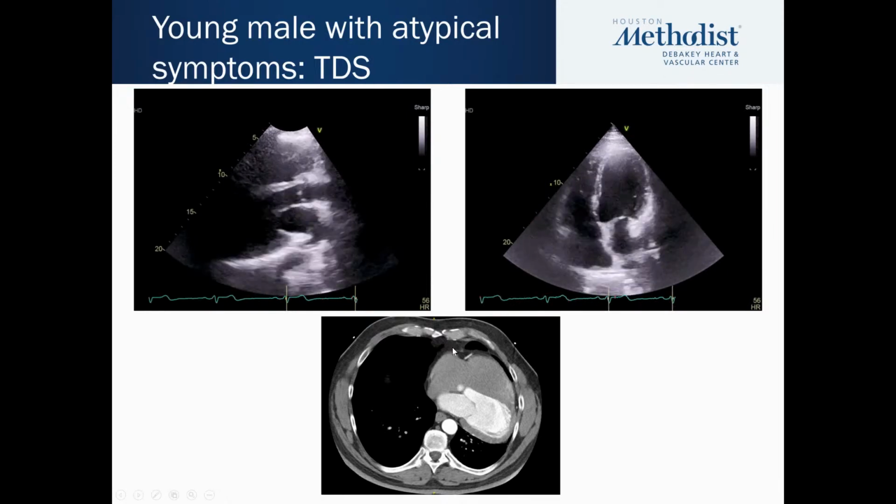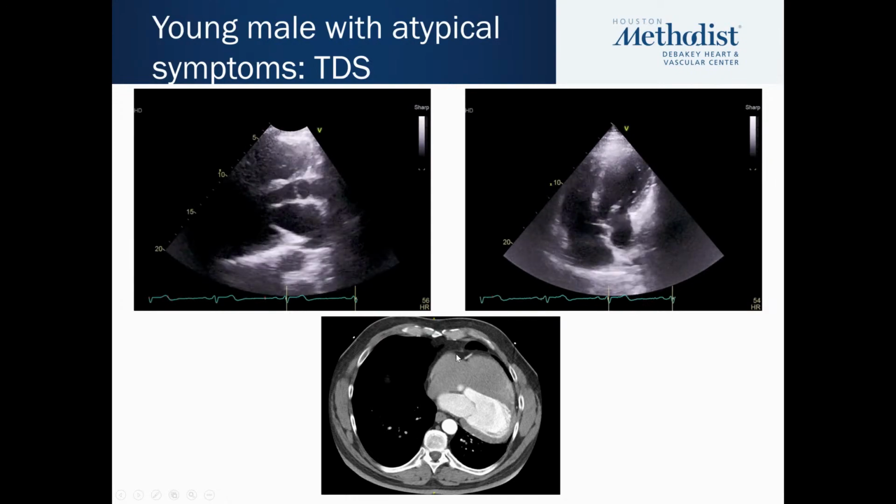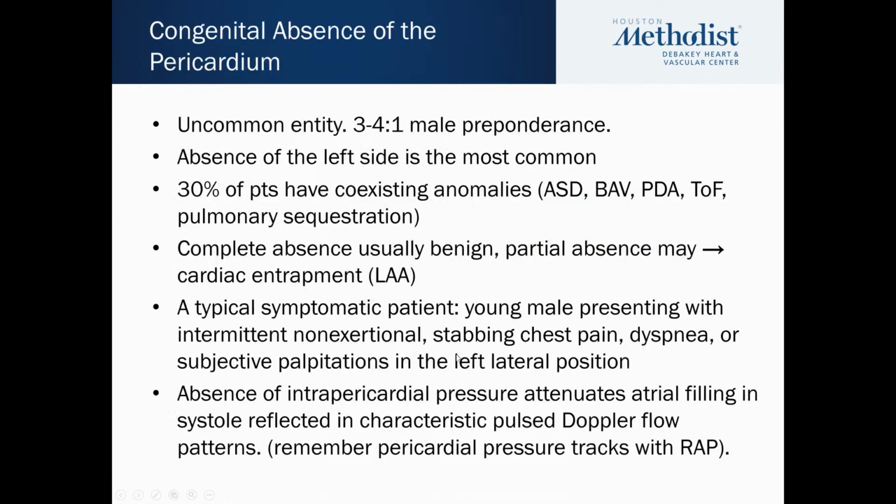You see there's a hint of a small amount of pericardium here. You can have complete absence or partial absence, and usually it's more likely to be men. Absence on the left side is more common. You could have coexisting anomalies, and theoretically you could also have a partial absence and potential entrapment. There have been descriptions of the left atrial appendage being entrapped. But usually it's a quite benign condition.